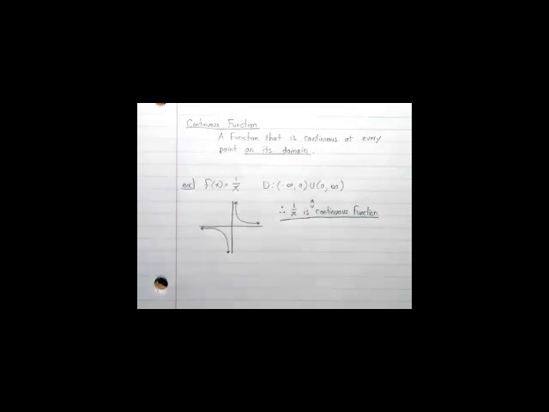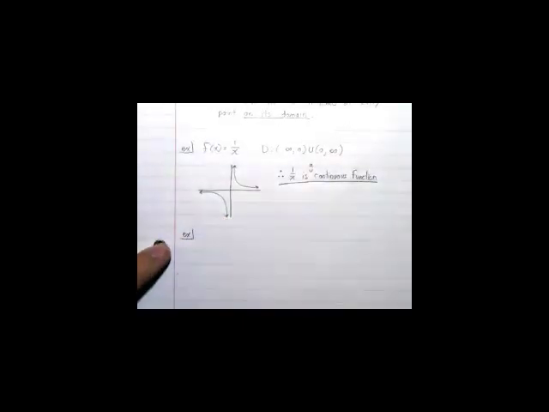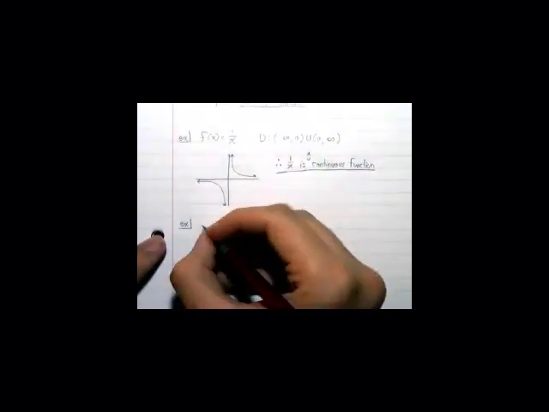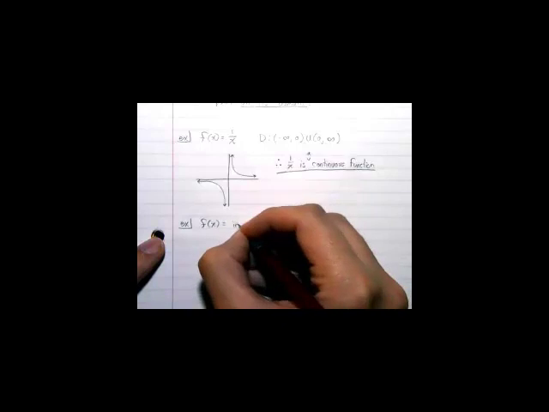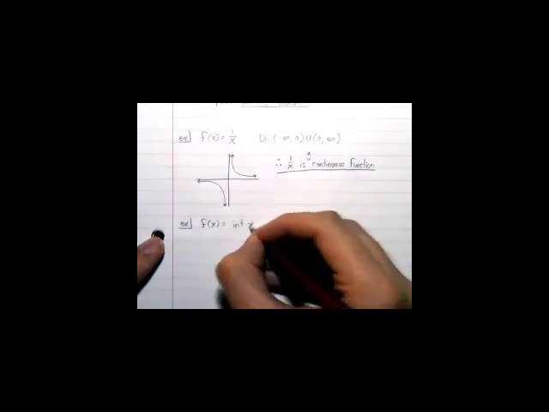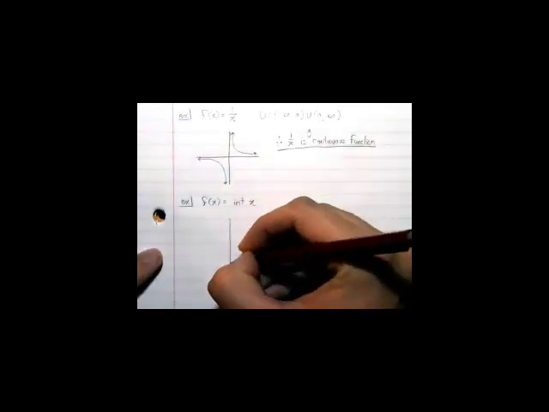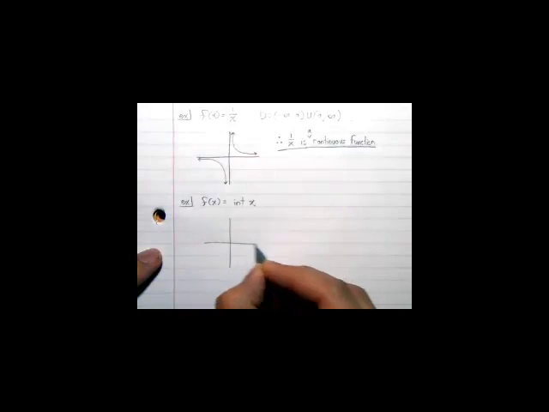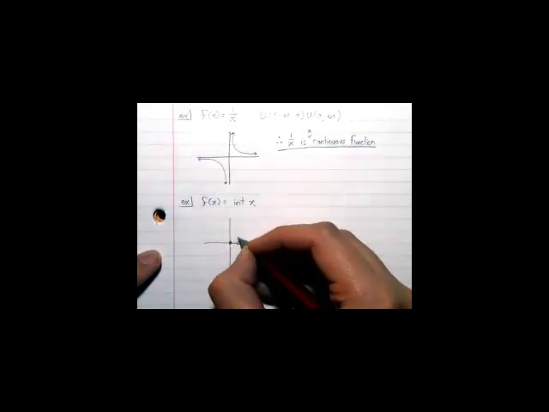Okay, so how about an example of a function that isn't continuous then. Well, we talked about it before. The step function. And it looks something kind of like this.